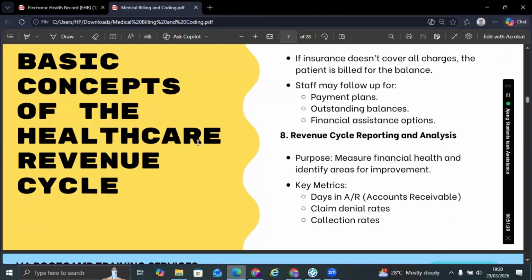Revenue cycle reporting and analysis. The purpose is to measure financial health and identify areas for improvement. And then key metrics: days in AR, accounts receivable, claim denial rates, and collection rate.